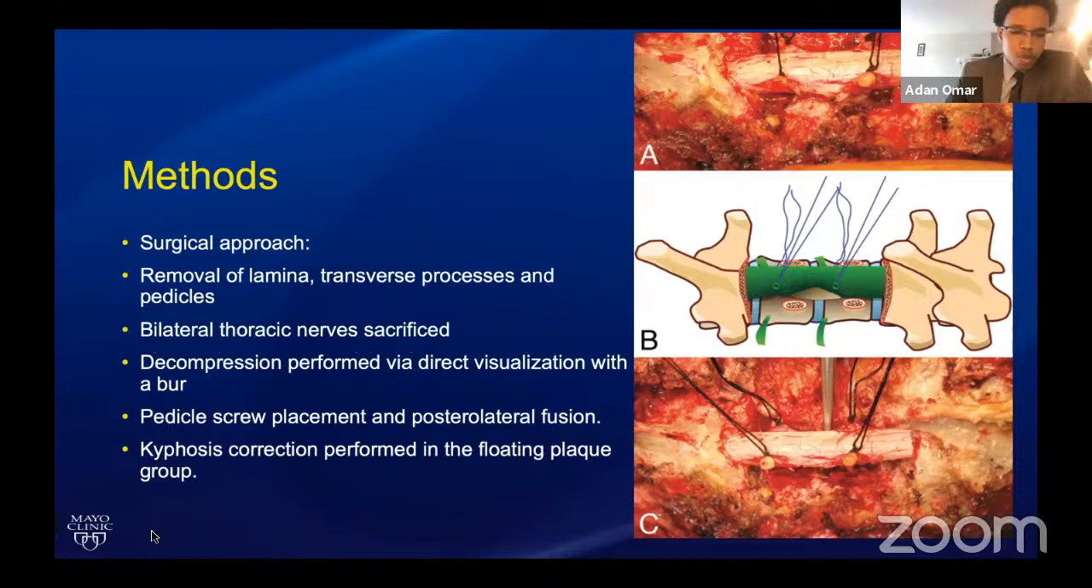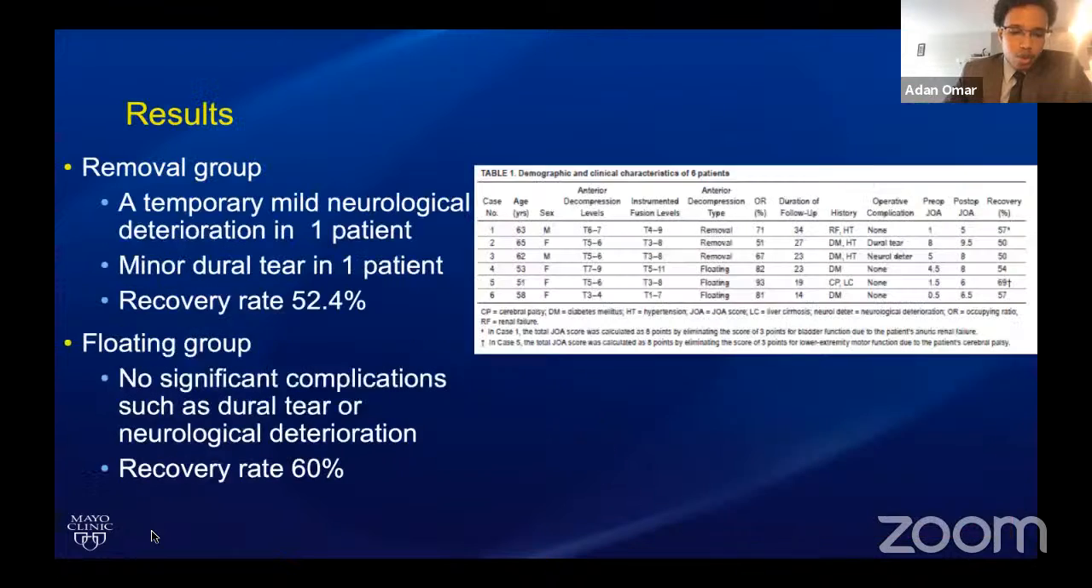For their surgical procedure, they performed a total resection of the posterior vertebral elements, laminectomy, removal of the transverse processes and pedicles to allow more space. They also took the thoracic nerves at the anterior thoracic decompression levels to improve visualization of the ossified ligament. Pedicle screw instrumentation and posterior lateral fusion using local bone was performed. And they did mention that in the floating plaque group, kyphosis correction was performed because after intraoperative ultrasound, they demonstrated that persistent spinal cord decompression was noted. So performing this maneuver sort of allowed backward movement of the spinal cord.